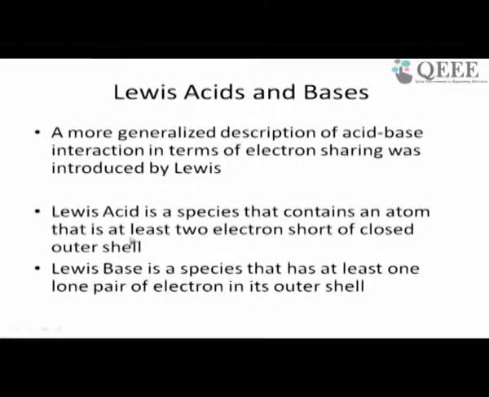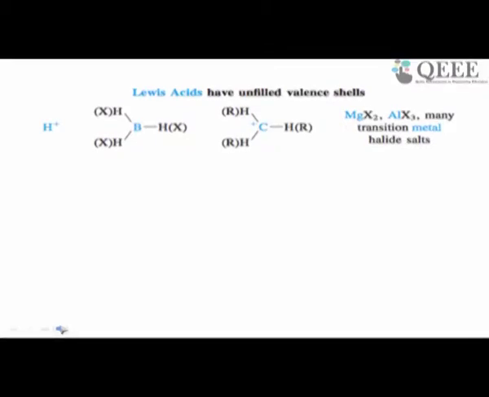So the extra p orbital will be vacant. So this kind of boron compound will be a Lewis acid. A Lewis base is a species that has at least one lone pair of electrons in its outer shell. For example, ammonia can act as a base because it has one lone pair, and water also sometimes acts as a base. We have seen that. And this is the example for boron compounds.